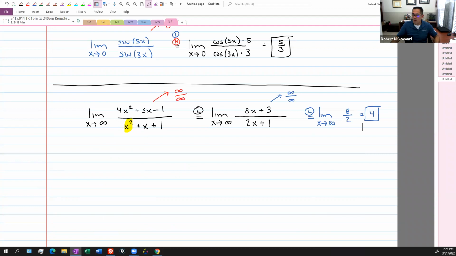Shall we do one more? Let's do one more, and then I have a question for everyone. All right, how about this one? The limit as x goes to 0 of sine x over x. Does anyone recognize that? And can someone tell me the answer quickly?